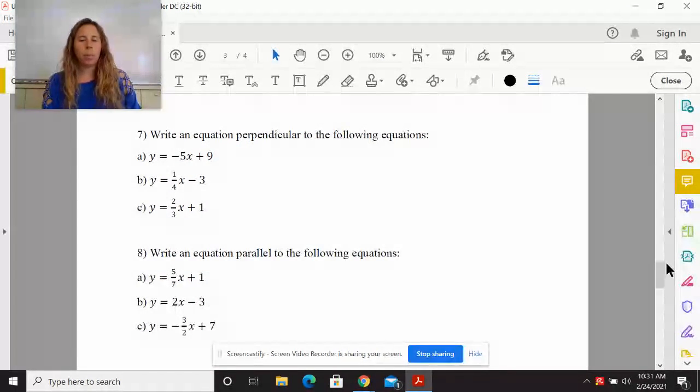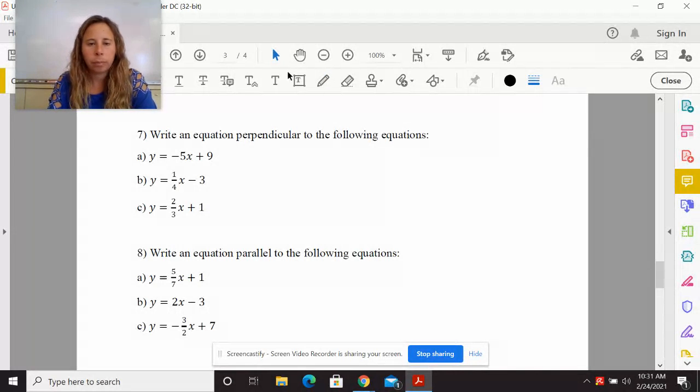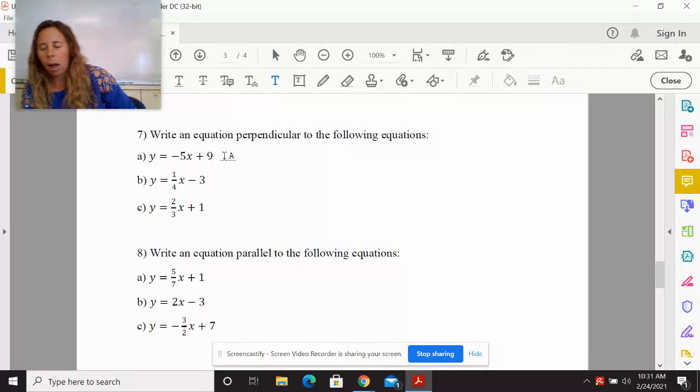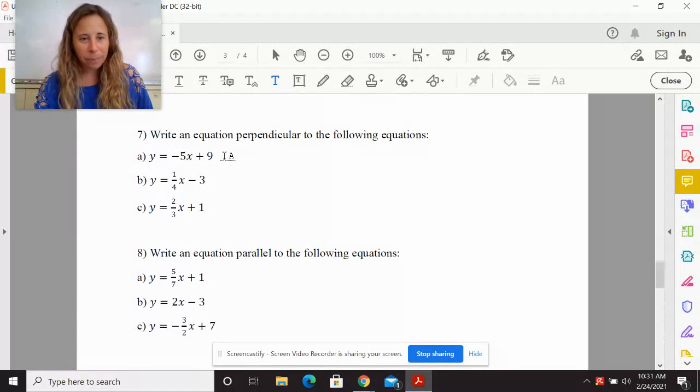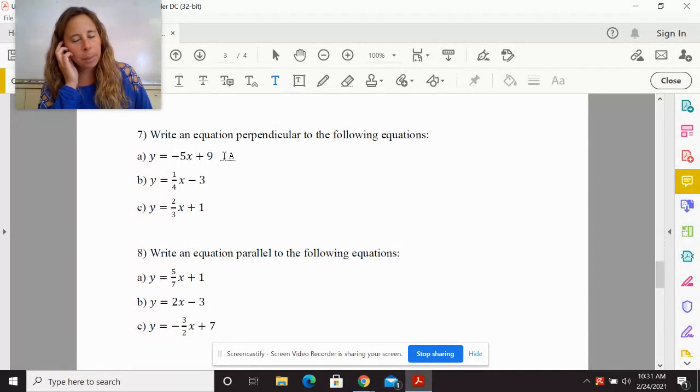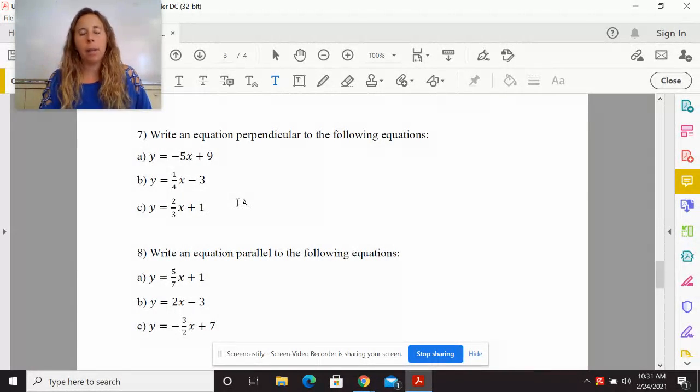Write an equation perpendicular to the following equations. Okay, so perpendicular means opposite reciprocal slope. So you switch and flip the slope. The y-intercept doesn't matter. Just make sure you do not use the same exact y-intercept. Actually, for perpendicular, it doesn't matter. Perpendicular doesn't matter.